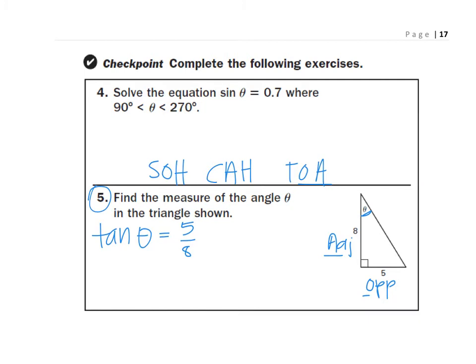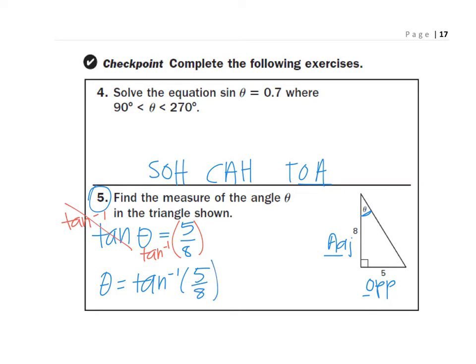But we are trying to figure out how much the angle is. So we want to get that tan out of there. We are going to do inverse tan. So here the tan and the inverse tan cancel, and now we have the angle theta equals inverse tan of 5 over 8.